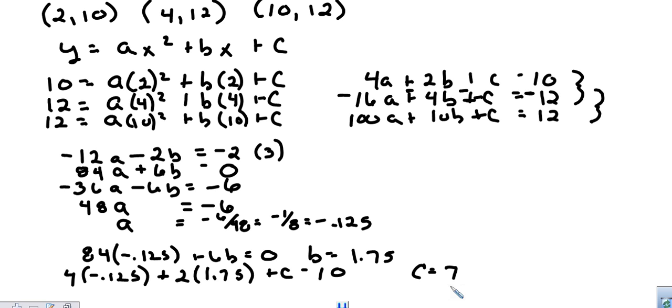A, B, and C, and we can write our quadratic. y is equal to negative 0.125 x squared plus 1.75 x plus 7. A, B, and C. So we can find these values. We can do this regression by hand using a system of equations.